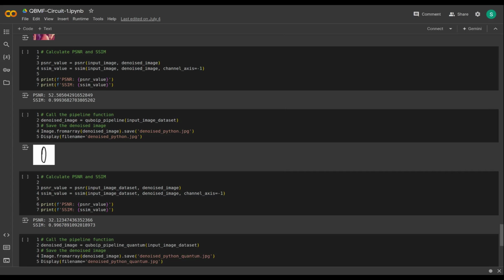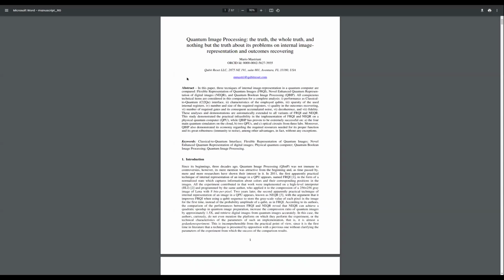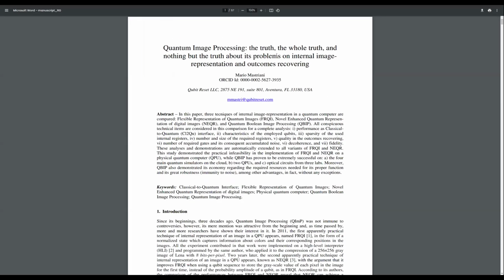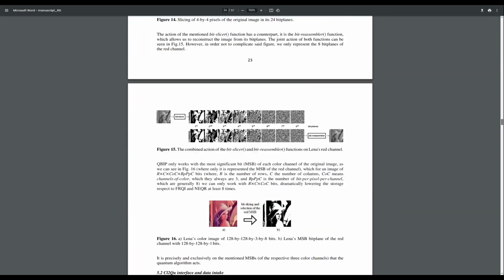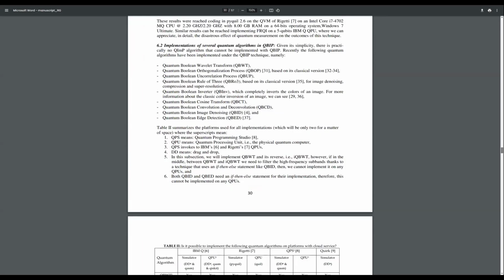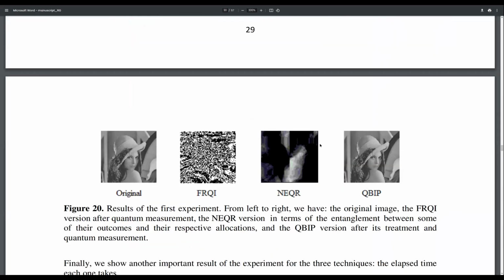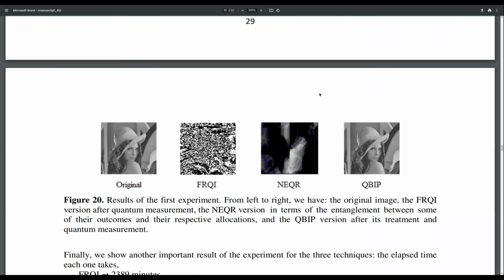Other than that, with FRQI and NEQR, the issue I was trying to state is in this paper. They talk about how the internal image representation works, and I will go to the output of what they were trying to state. This is the original image that they took, and they put it in FRQI and tried to get the image out by measuring it. This is what they got by measuring the circuit.